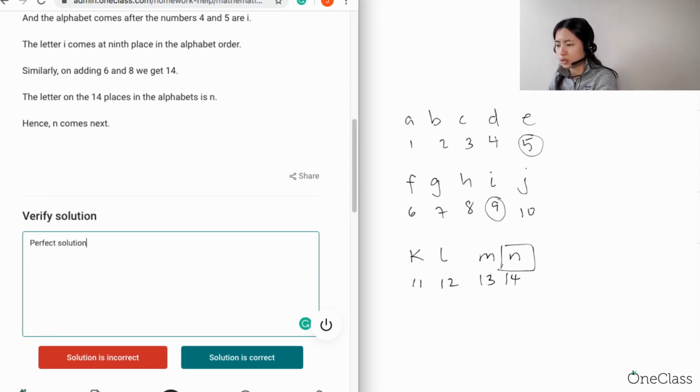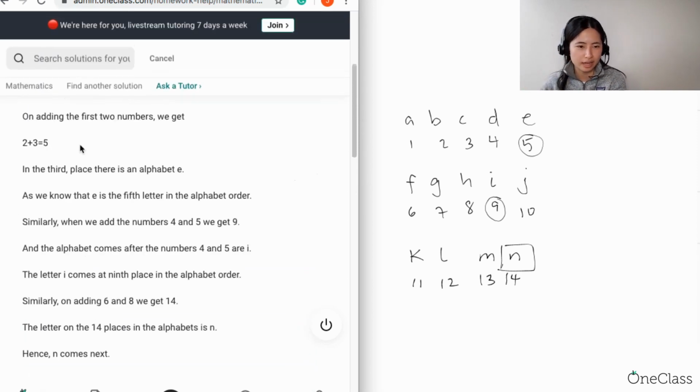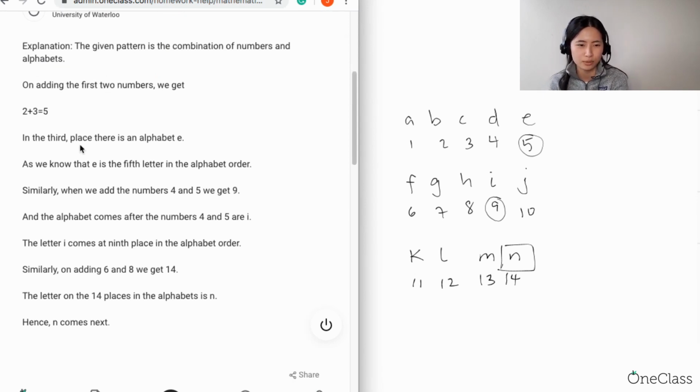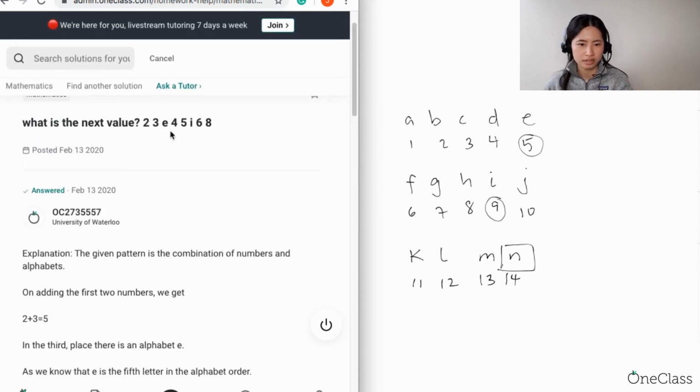Although I would prefer it if it's quicker. This is a good explanation, but maybe if they can shorten it and say, okay, 2 plus 3 is 5, then the fifth letter of the alphabet is E. The next one is 4 plus 5, which is 9, so the ninth letter of the alphabet is I. Then you have 6 plus 8, which is 14. Therefore, the 14th letter of the alphabet is N.